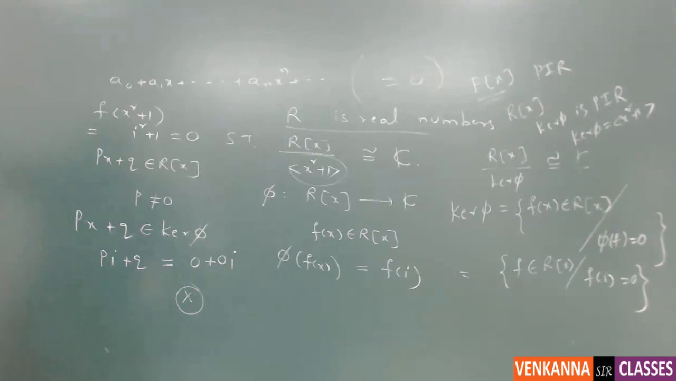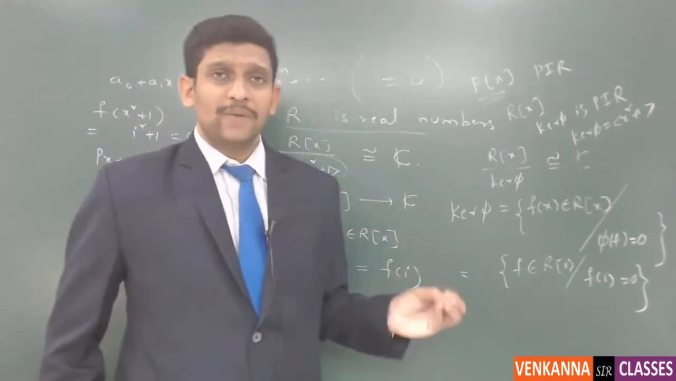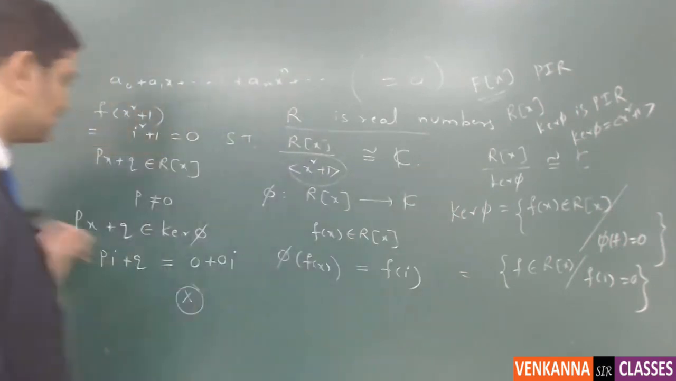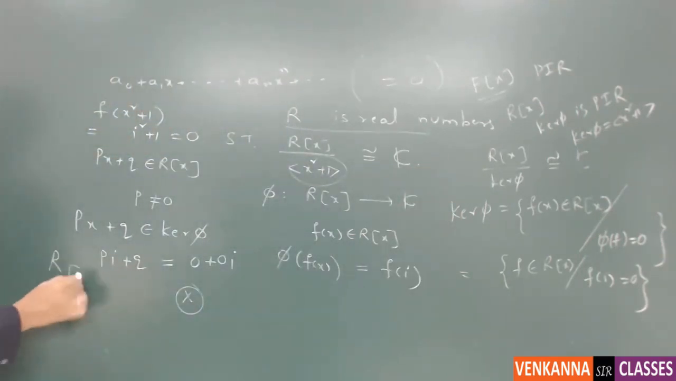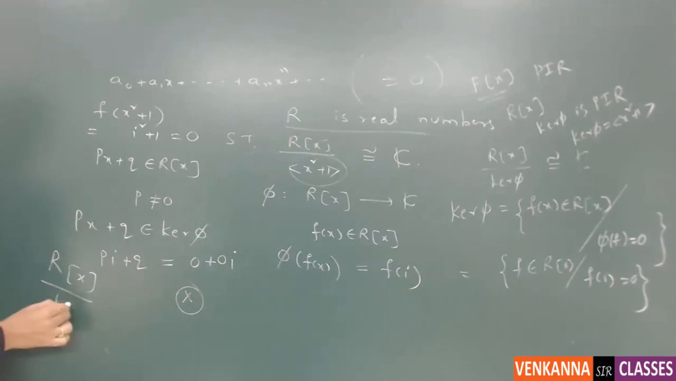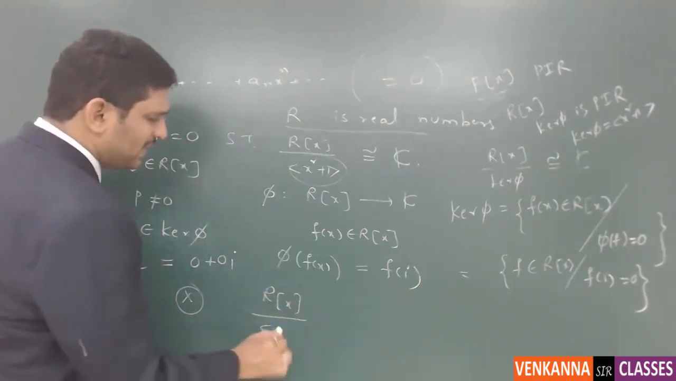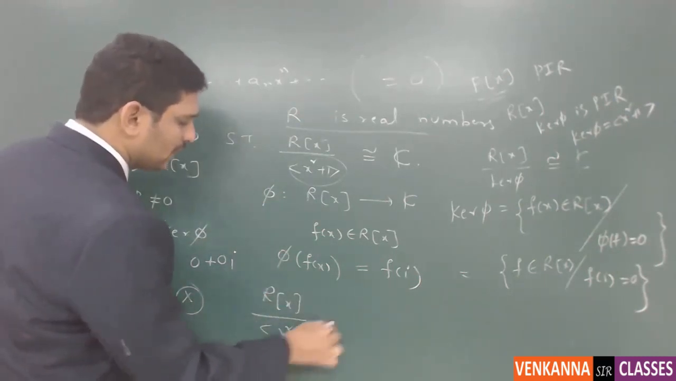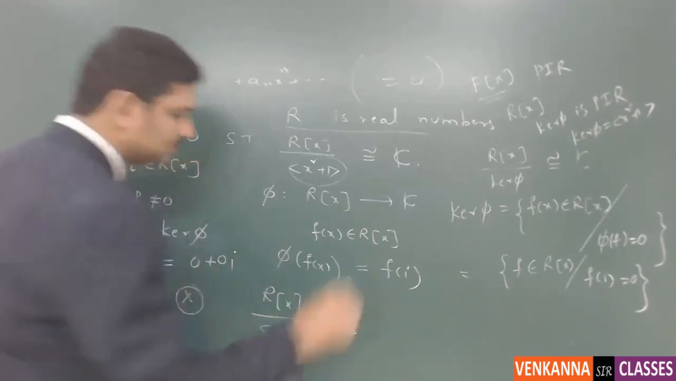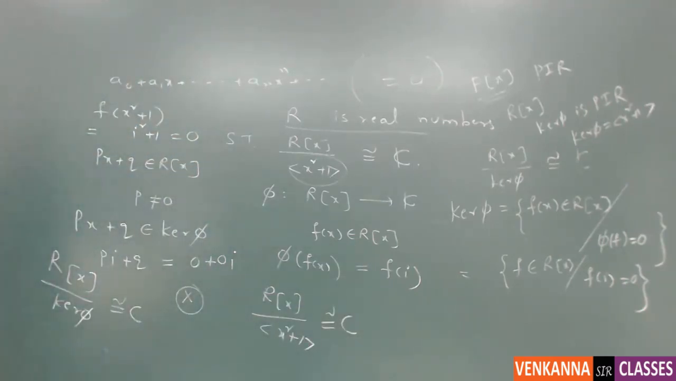Now another interesting thing comes. By the fundamental theorem, R[x] by kernel phi is isomorphic to C. I have taken that the kernel is generated by the polynomial x square plus 1. So R[x] by the ideal generated by x square plus 1 is isomorphic to C. That is the conclusion of the problem.